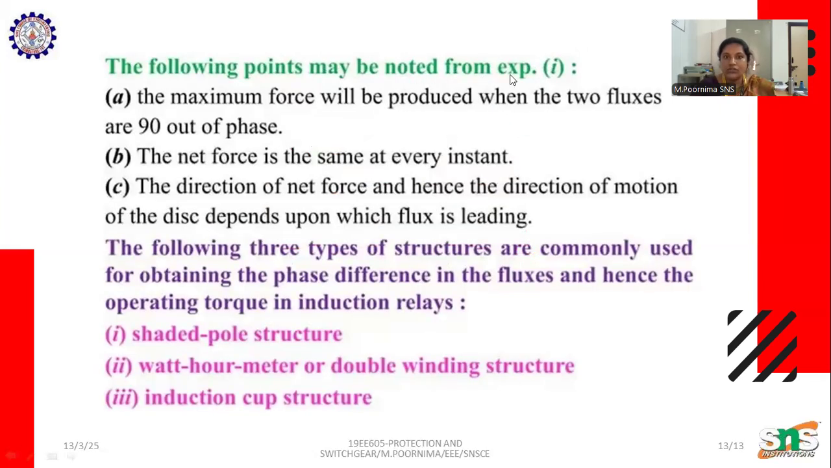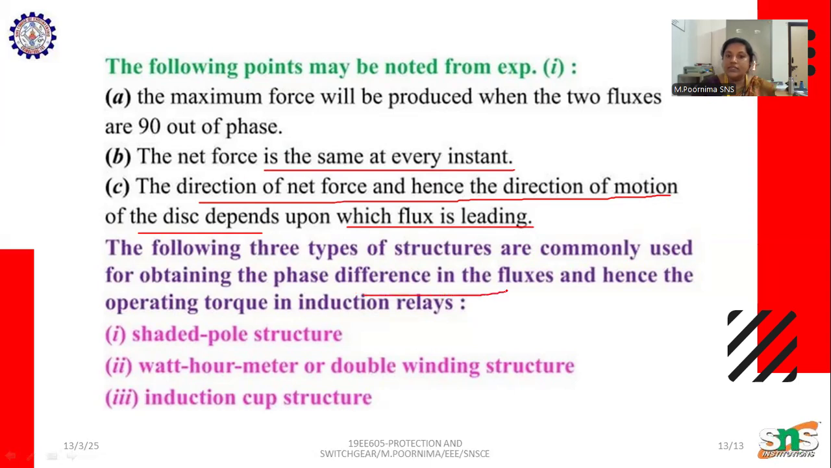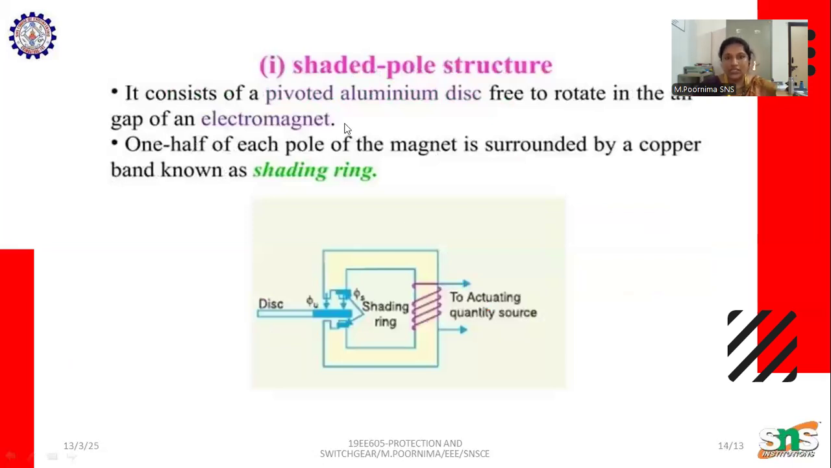The following points may be noted. The maximum force will be produced when the two fluxes are 90 degrees out of phase. At every instant, the direction of the net force, and hence the direction of motion of the disc, depends upon which flux is leading. The following three types of structure are commonly used to obtain the phase difference in the fluxes, and hence the operating torque in the induction relay: shaded pole structure, wattmeter or double winding structure, and induction cup structure. These are the types of induction relay based on the phase difference in the flux and hence the operating torque. First is the shaded pole structure.